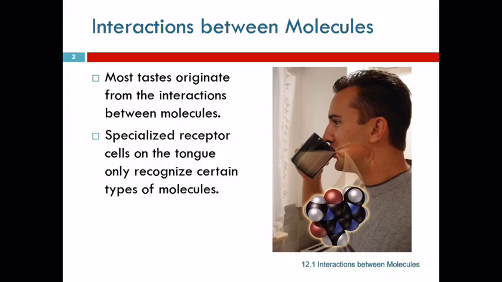Have you ever wondered why things taste the way they do, or how you taste at all? You ever stop and think about that? It has to do with the interaction between molecules in the food and molecules on your tongue. There are specialized receptors on your tongue that interact with molecules in the food. And those send signals to your brain, and you recognize that as a sweet taste or a salty taste or whatever.